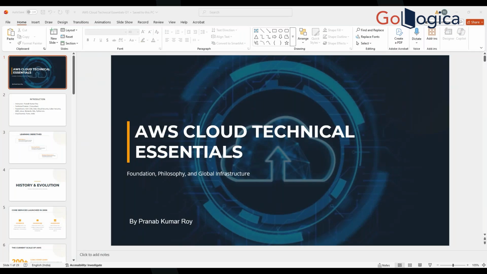Very important question. So, defining cloud computing: it is on-demand delivery of IT resources like compute power, databases, storage, and applications. These are available and accessible over the internet.